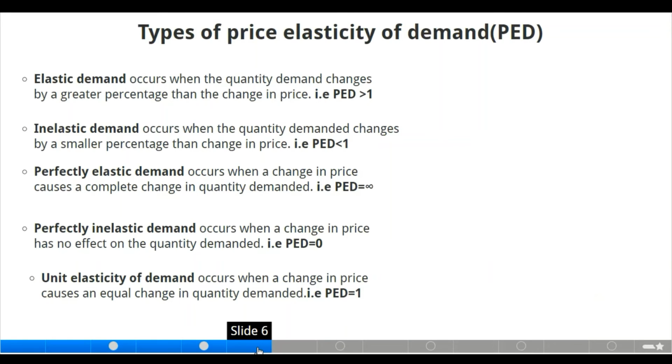Now we have elastic demand, inelastic demand, perfectly elastic demand, perfectly inelastic demand, and unit elasticity of demand. Now let us look at elastic demand. Elastic demand occurs when the quantity demanded changes by a greater percentage than the change in price. That is, our price elasticity of demand will be greater than 1.